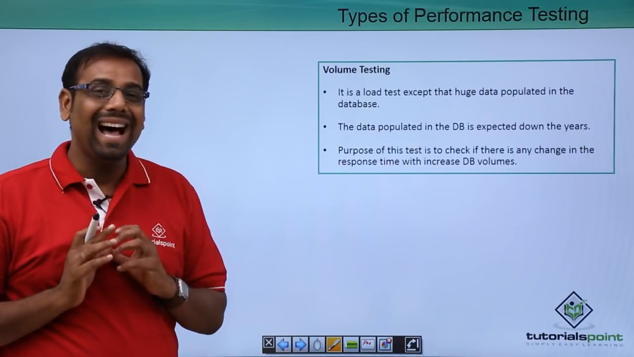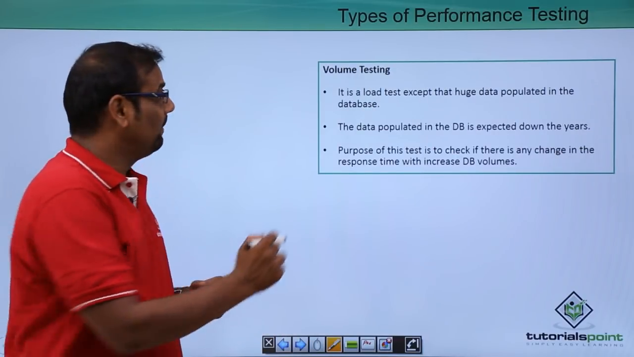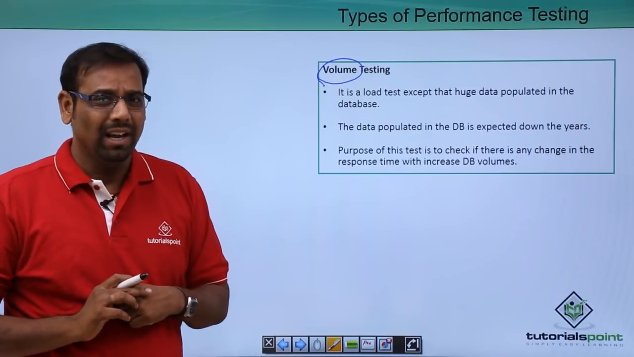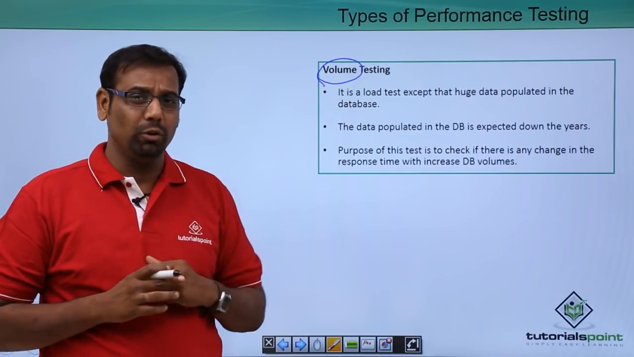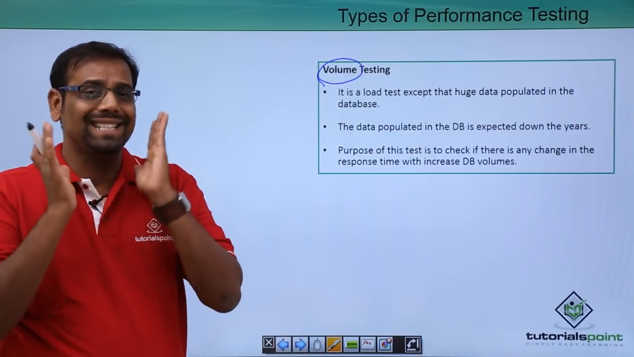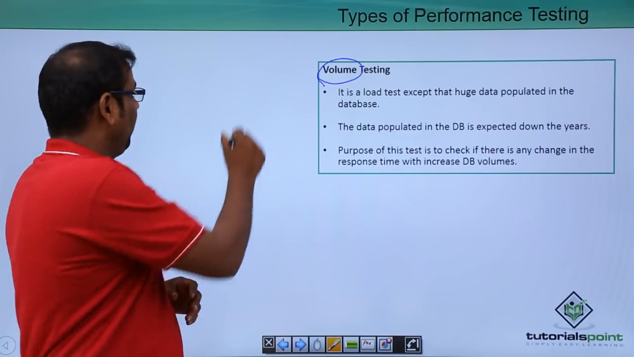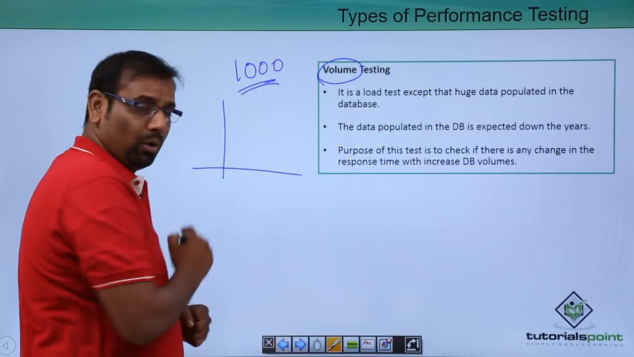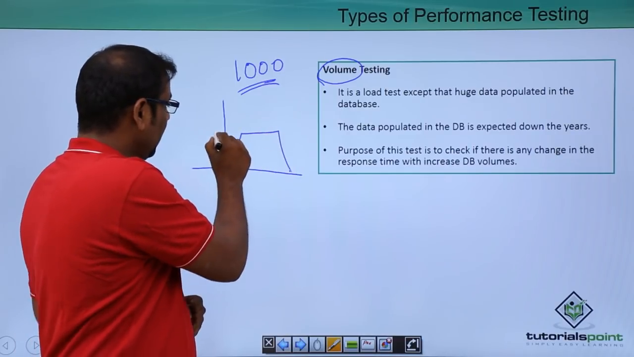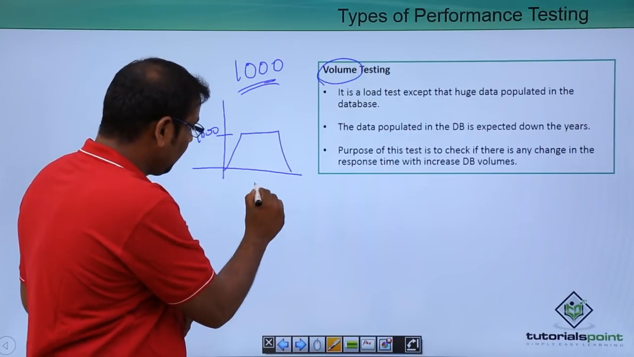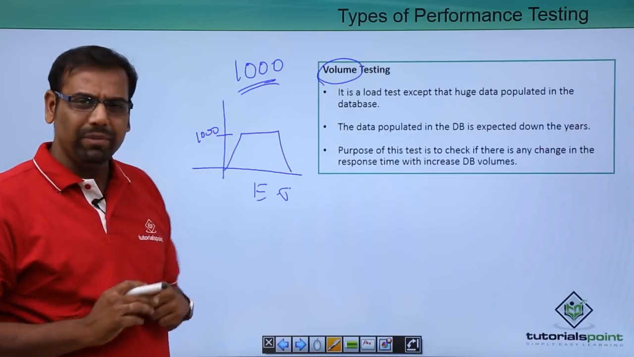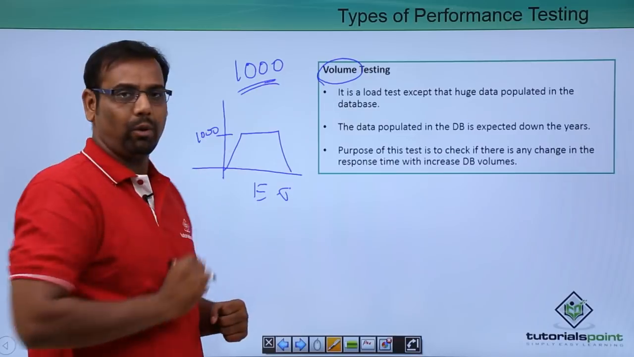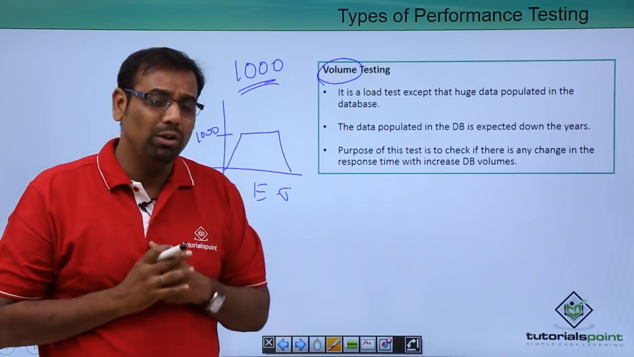Now, let's look at the last test in the types of performance testing, which is the volume test. Some people like to call this a database test, but for our performance testing, we call this a volume test. The volume test, I'll tell you guys, is exactly like your load test. Let's assume the peak load is 1000 concurrent users. You run a load test with 1000 users, and this is the elapsed time. The volume test is done the same way. You ramp up with the same speed, run it for 1 hour with the same 1000 users, and ramp down. So what is the difference between the load test and the volume test then?